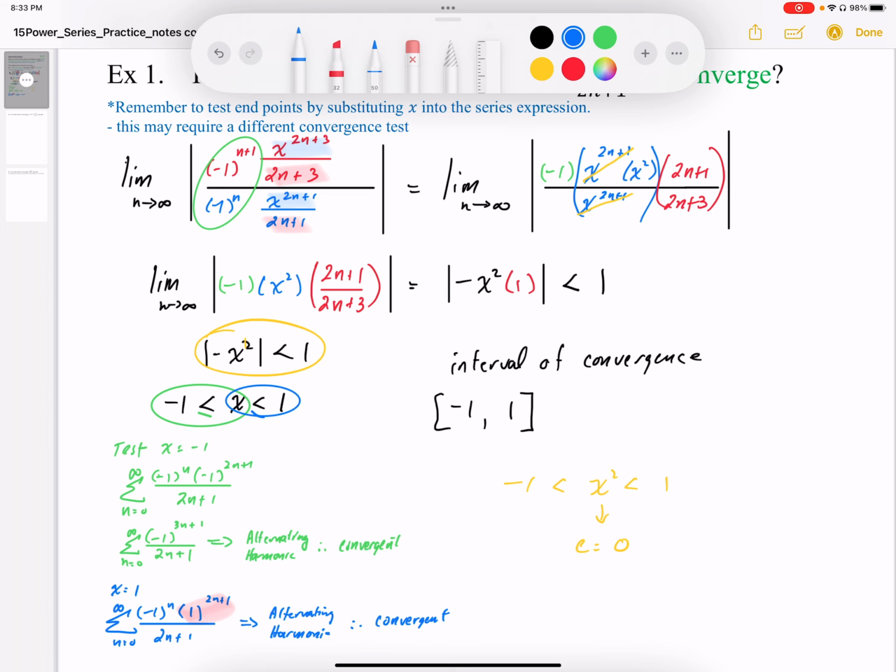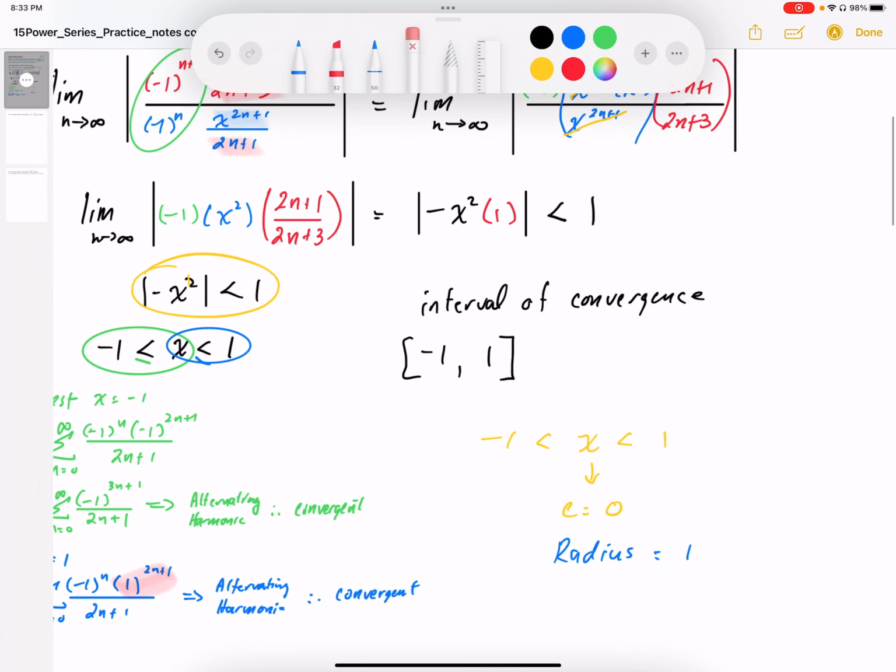The radius of convergence is equal to 1, because we know that from one side we have 1, the other side we have negative 1, so our radius is 1. Now we don't really need that negative in there. We should actually get rid of that negative, and that establishes our center and our radius. Our interval then works out to be negative 1 to 1.